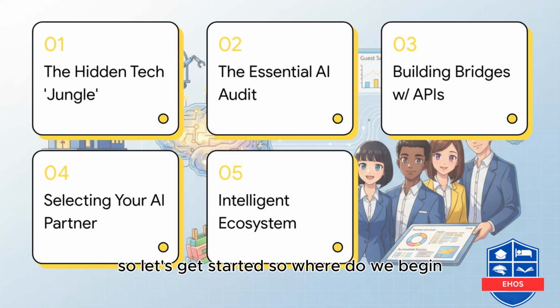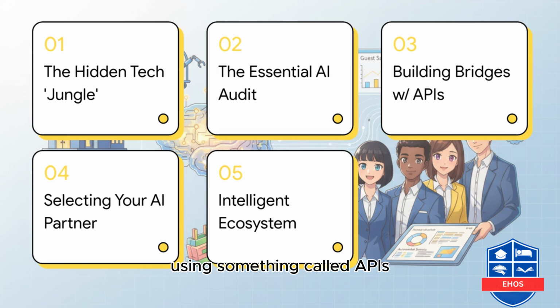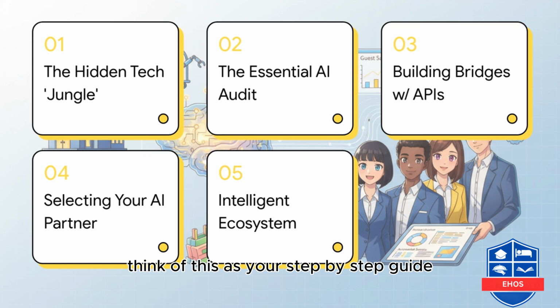So where do we begin? Well, first, we're going to take a trip into what I call the tech jungle. That's the messy reality of disconnected systems that are plaguing most hotels today. Then I'll show you how to map it all out with an essential AI audit. From there, we'll learn how to build digital bridges using something called APIs, figure out how to choose the right AI partner, and finally, pull it all together into one intelligent ecosystem. Think of this as your step-by-step guide.